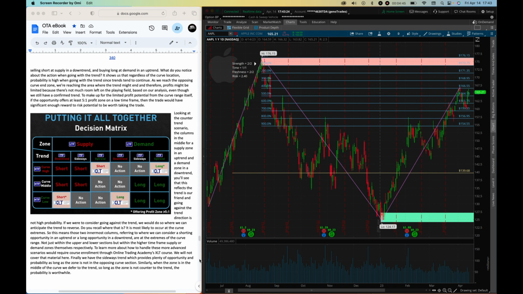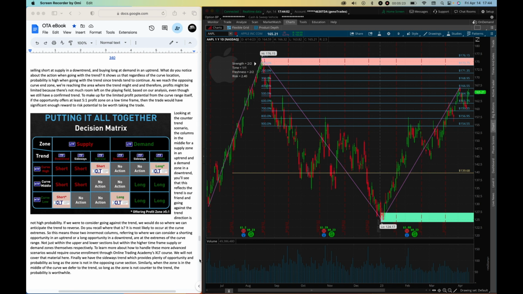To make up for the limited profit potential from the curve range itself, if the opportunity offers at least 5-to-1 profit zone on a low time frame, then the trade would have significant enough rewards to risk potential to be worth taking the trade. Looking at the counter trend scenario, the columns in the middle for a supply zone in an uptrend and a demand zone in a downtrend, you'll see that this reflects the trend is our friend, and going against the trend direction is not high probability.